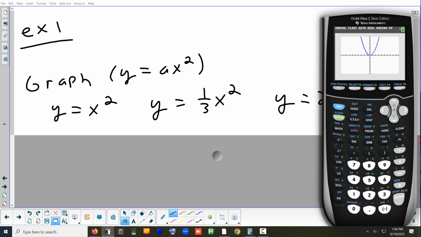Okay, so there's the original. Here's the 1/3 in red. And then here's the 2x in black. So what happened there? What did those different numbers do to the parabola? Yeah, the function made it wider. So it makes it wider or narrower.